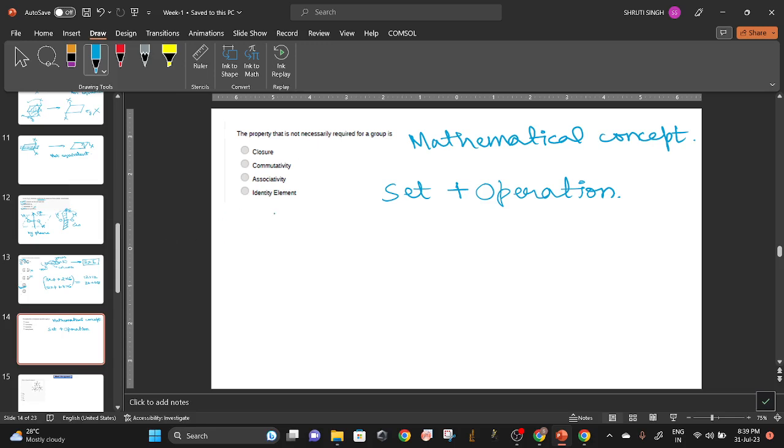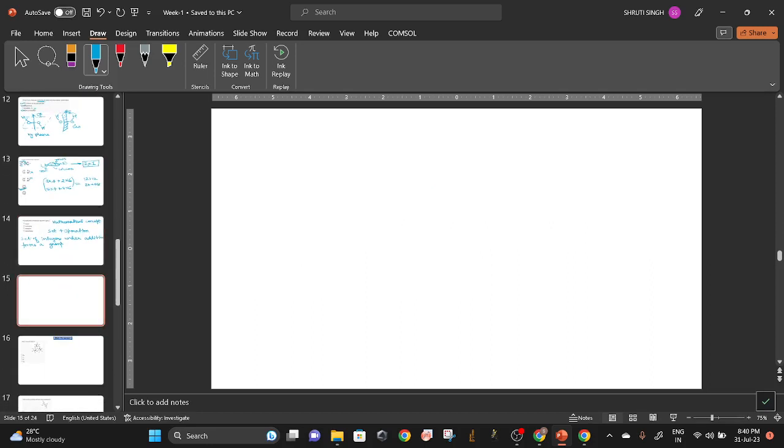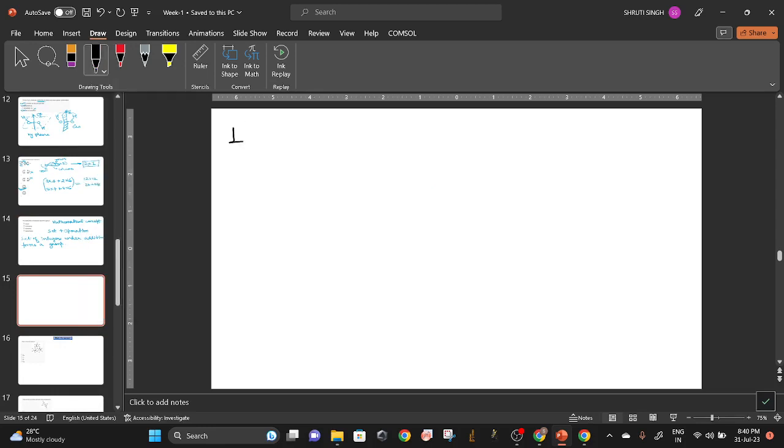When we call something a group, now the set of integers under addition forms a group. Now, as I told you in the beginning, we need a basis to classify things into certain categories. So what are the basic categories for a group? Now, the first property for a group is the closure property. We call it closure. What does closure mean?